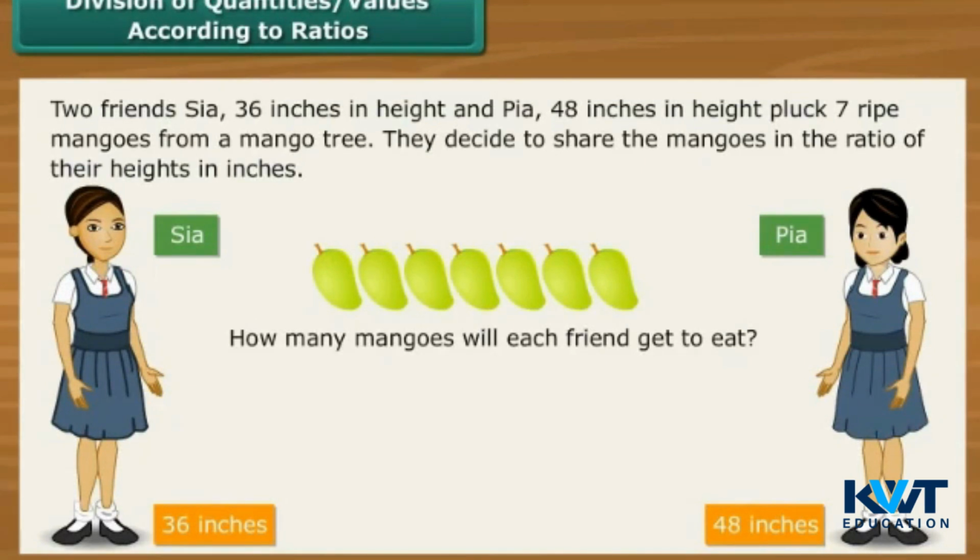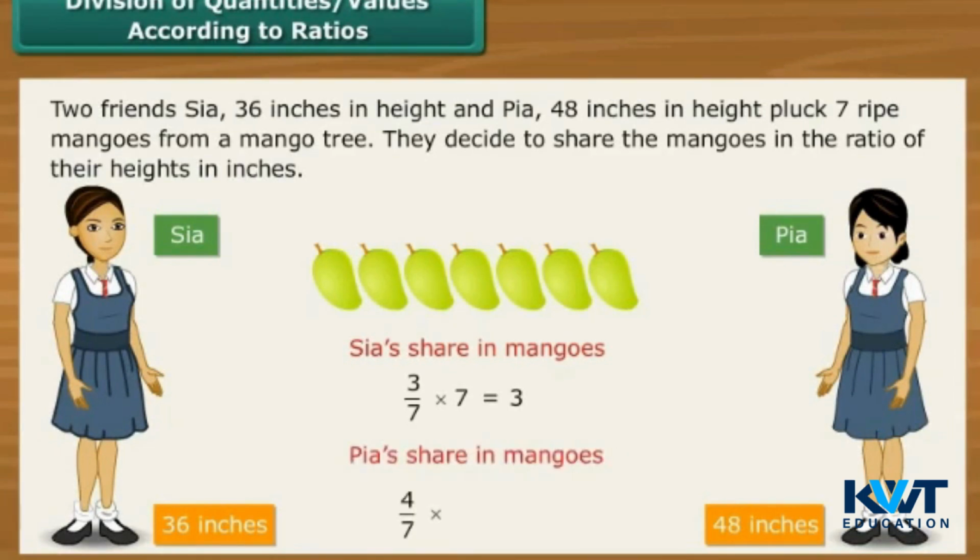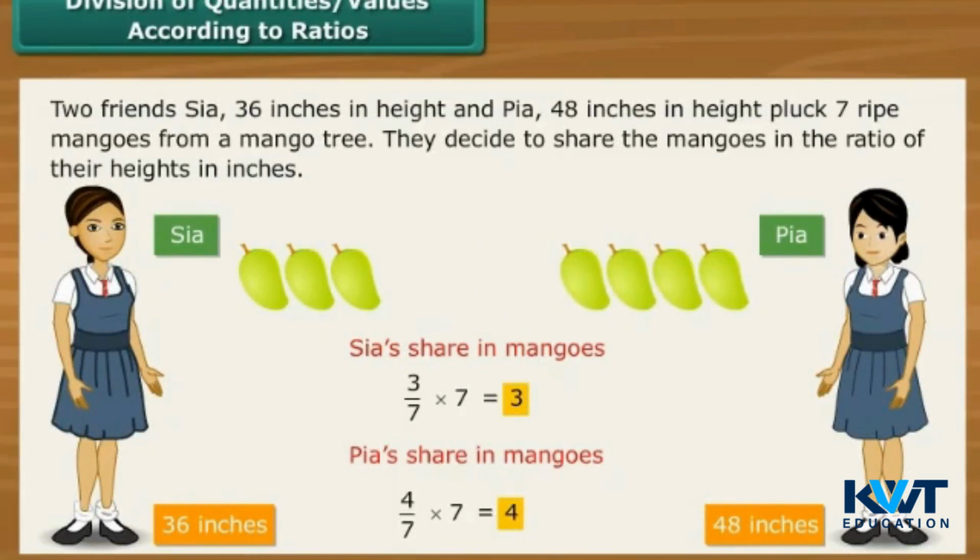Let us first find the ratio of their heights. The ratio of their heights is 3:4. Sia and Pia will share the mangoes in the ratio 3:4. It means that out of every 7 mangoes plucked, 3 will be eaten by Sia and 4 by Pia. Sia gets 3 out of 7 mangoes. Pia gets 4 out of 7 mangoes.